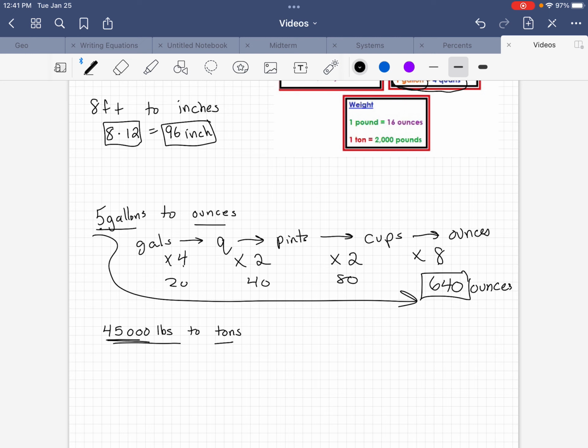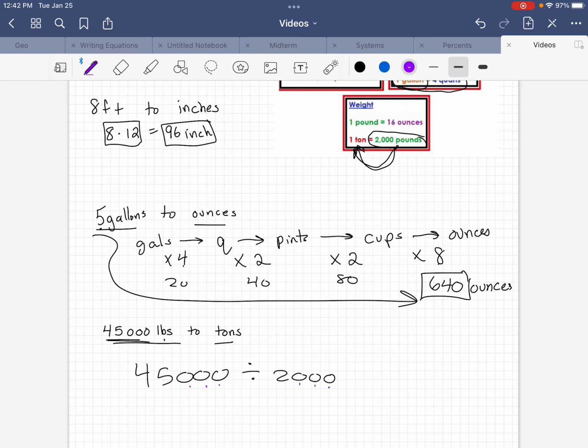Okay? Now, what happens if we have to go the opposite direction? So 45,000 pounds. So we have pounds, but I want tons. Notice the numbers are getting smaller. So I'm going to divide 45,000 by 2,000. I know a trick that if I have a bunch of zeros here and a bunch of zeros there, they just go away. All right?